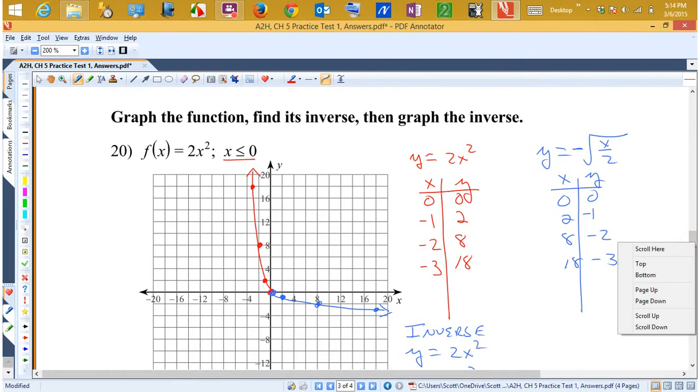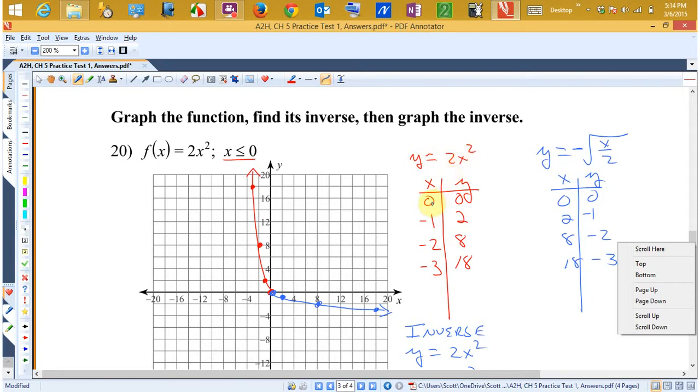This one says graph the function, find its inverse, then graph the inverse. The first thing I'm going to do is my function is f of x equals 2 times x squared, but I'm only going to use the x values that are less than or equal to 0. Because remember, if I graph this whole parabola, the inverse would not be a function. So I have to specify half the parabola, where x is less than or equal to 0. So I've got y equals 2x squared, and I'm picking some x values.